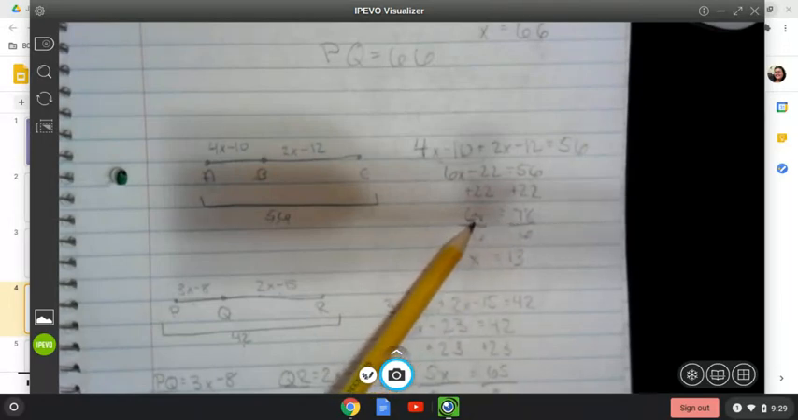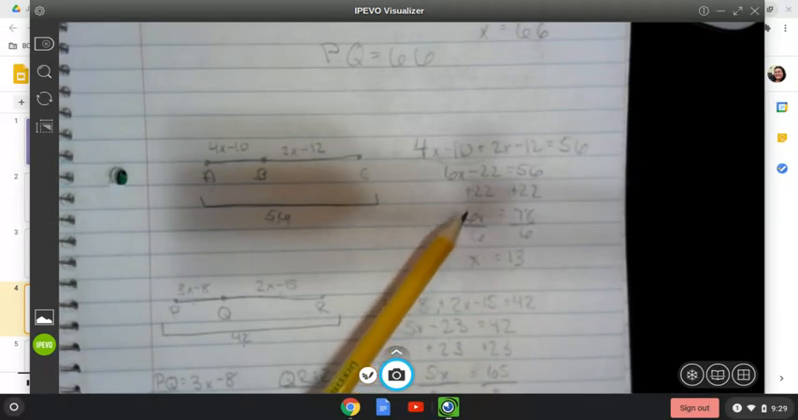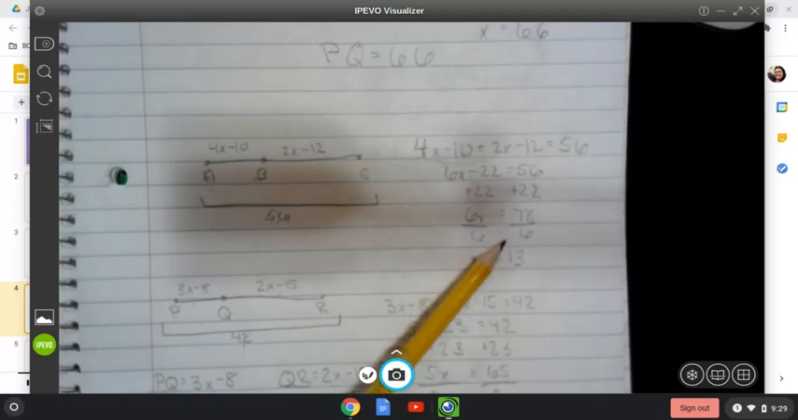And then, to get rid of the 6 in 6x, which is really like saying 6 times x, the opposite of multiplication is division. So we're going to divide by 6 on both sides, and 78 divided by 6 is 13. So for this problem, x is 13.